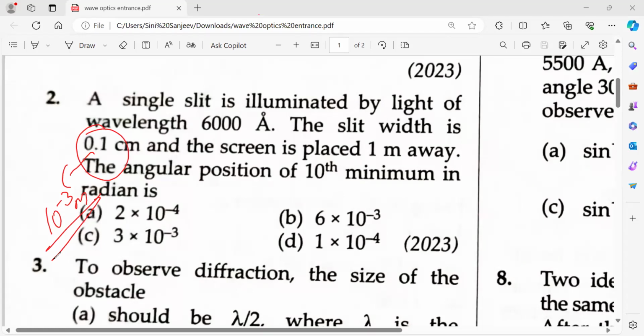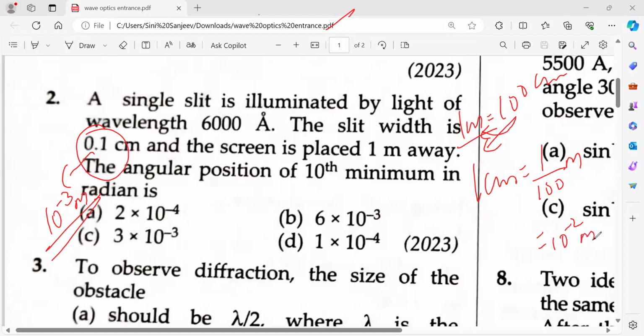Okay, fine. First thing is, see guys, 1 centimeter is basically what? 1 by 100 meter. Correct? Or else 1 meter is equal to what? 100 centimeter. Correct? So 1 centimeter is what? This 100 will go this side, so it will become by 100. This 100 will go down, not to the top. So that is basically 10 power minus 2 meter.